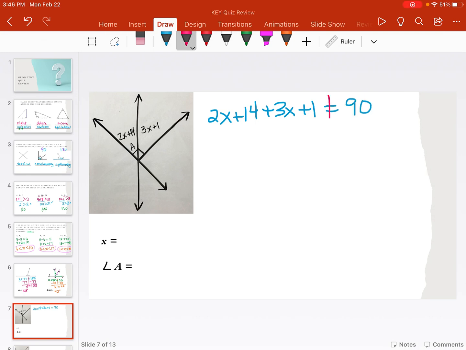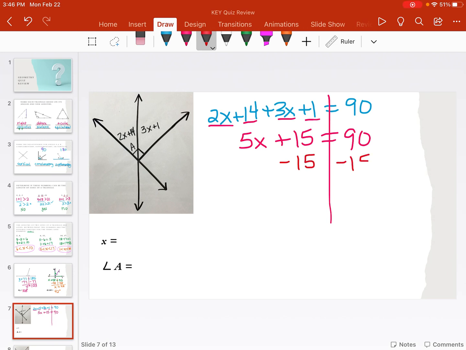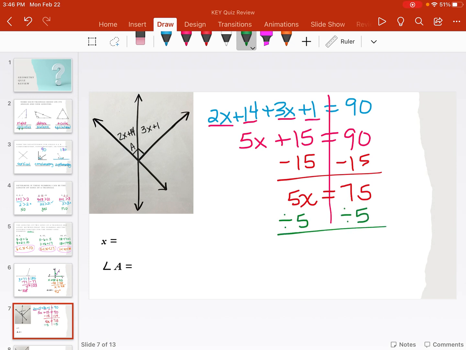I'm going to start by combining my like terms. So 2x plus 3x is 5x. 14 plus 1 is 15. So 5x plus 15 equals 90. Now I can subtract 15 from both sides. I get 5x equals, let's see, that will be 75. And then divide by 5, divide by 5.